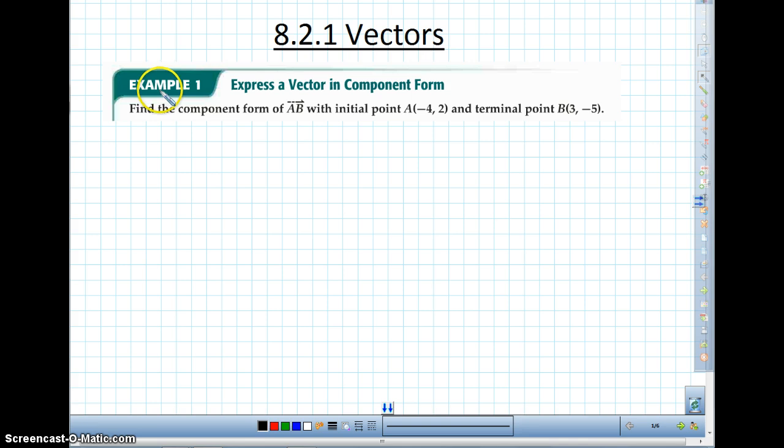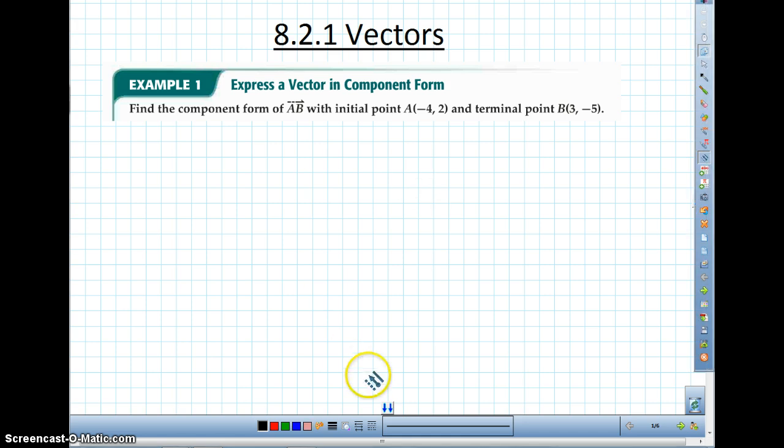And the first thing that you want to do when you're trying to express a vector on the coordinate grid is to convert it into what's called component form. Component form is really easy to use because all vectors in component form have been repositioned with their initial side on the origin. So we're going to go ahead and do that.